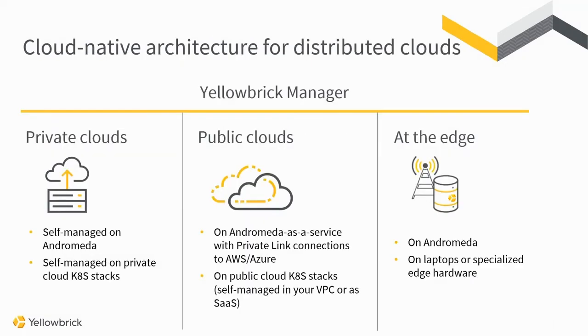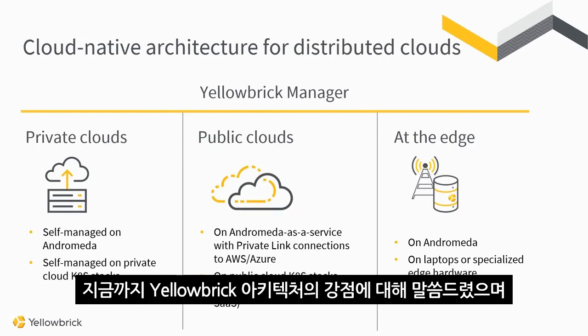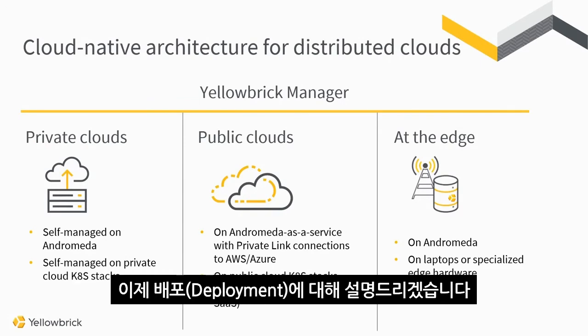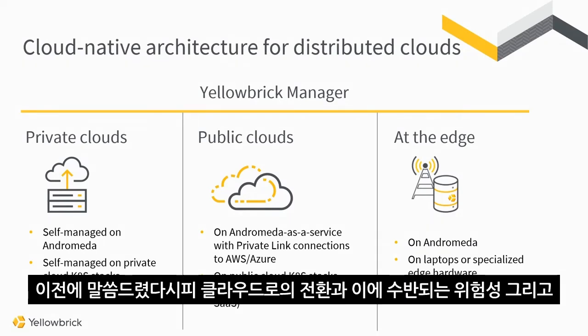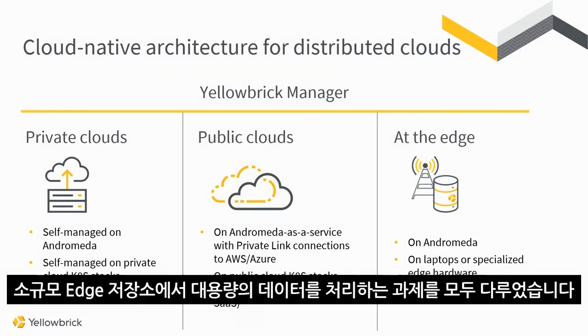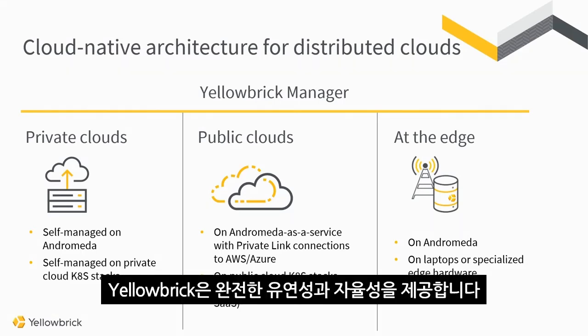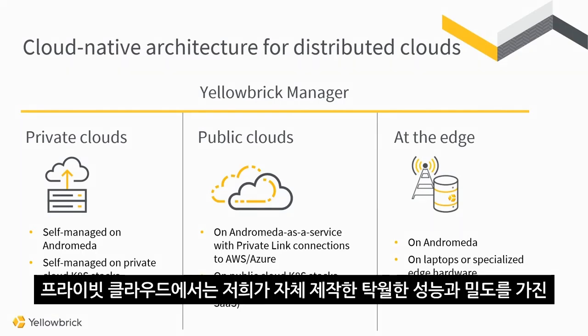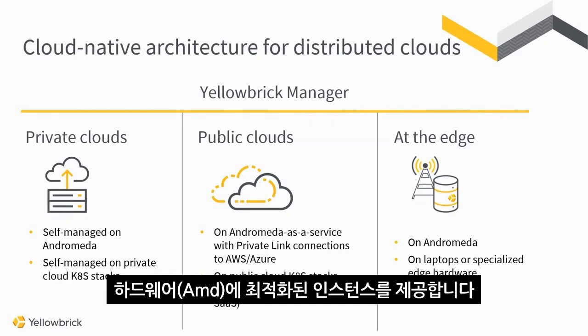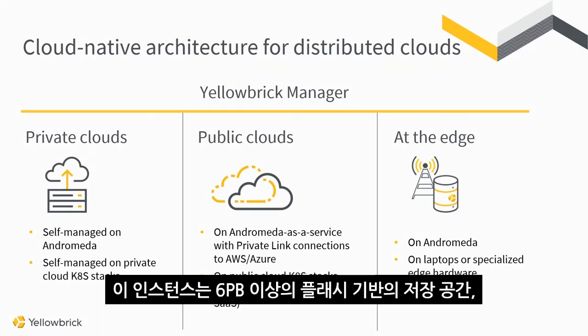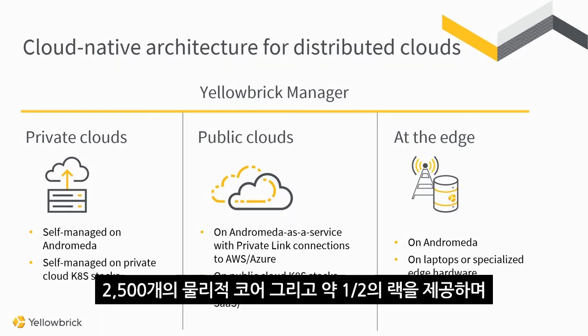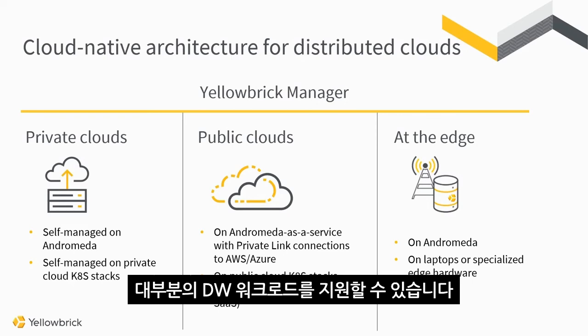Now that you have an idea about our architecture and the benefits of Yellowbrick, let's talk about deployments. Remember the earlier discussion where we laid out the challenges of moving into the cloud and the potential pitfalls of being locked in, as well as the challenges of trying to process data at the edge with minimal resources. Yellowbrick is now offering total flexibility and freedom. In private clouds, we can provide our own hardware-optimized instances on Andromeda that have unrivaled performance and density, offering over 6 petabytes of flash-based storage, as well as 2,500 physical cores in about a half rack of gear that can support almost any data warehouse workload imaginable.